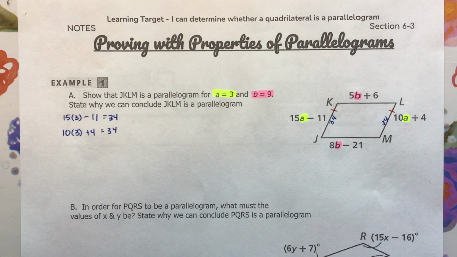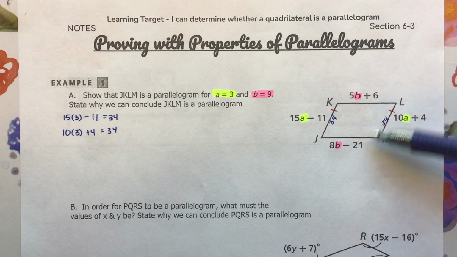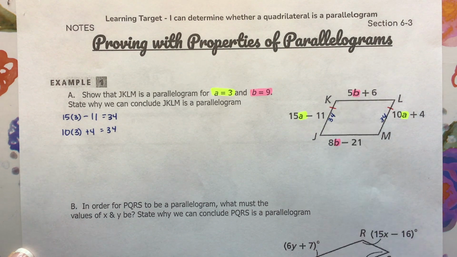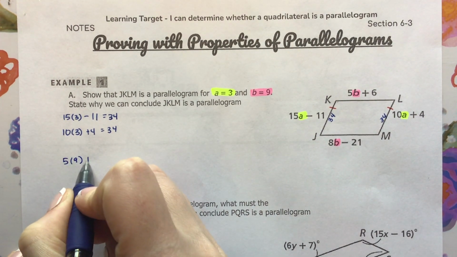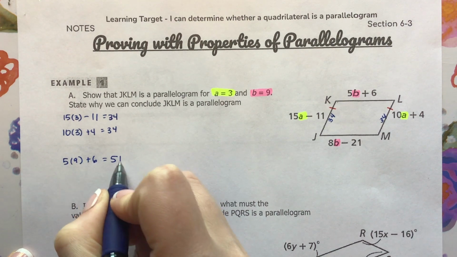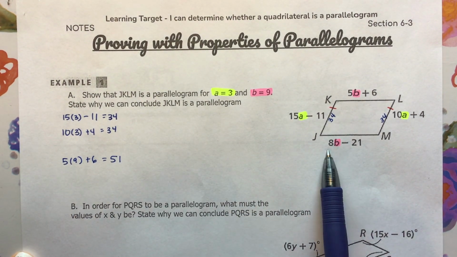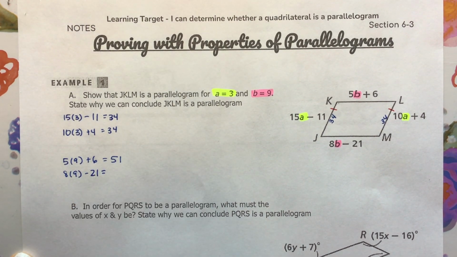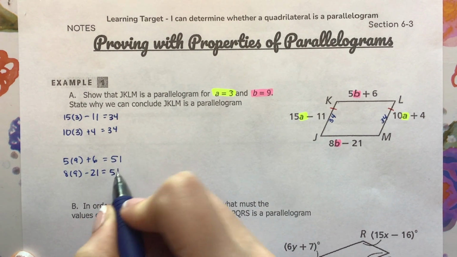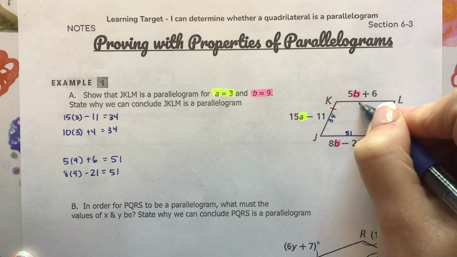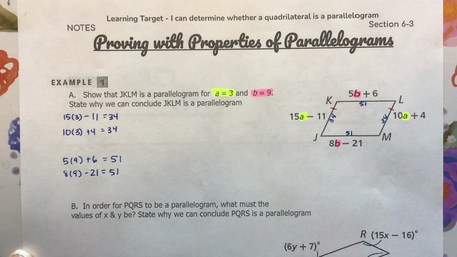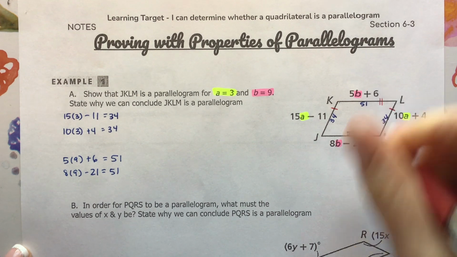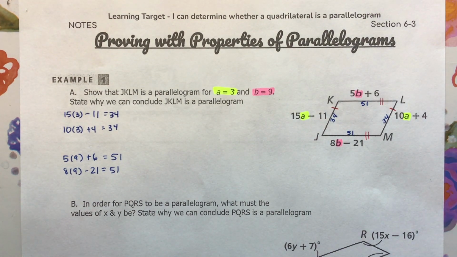So I'm halfway there. Now I need to determine, are these opposite sides congruent? So let's just plug in that 9 where the B is. So that's 5 times 9 plus 6, which is equal to 51. And then I'm going to have 8 times 9 minus 21. So 8 times 9 minus 21, that is also equal to 51. So this guy down here is 51 and this guy up here is 51. Because they are the same value, they are congruent to each other. So I have 2 pairs of opposite sides that are congruent. Because I have that, it is a parallelogram.